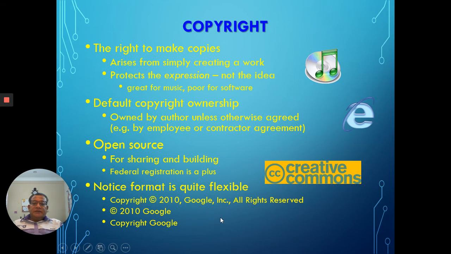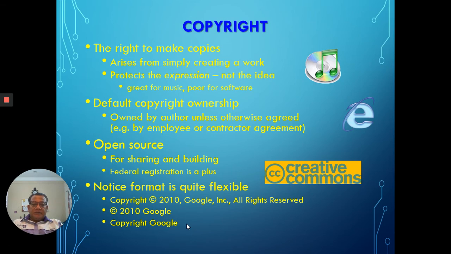So the format of copyright is quite flexible. It could be in the form of copyright, C, 2010, Google, All Rights Reserved, or it could be merely a C within a circle, the year, and the company that is copyrighting the media or material.